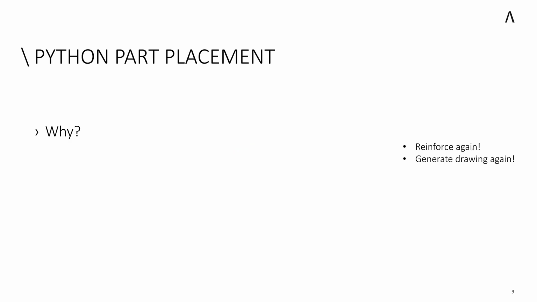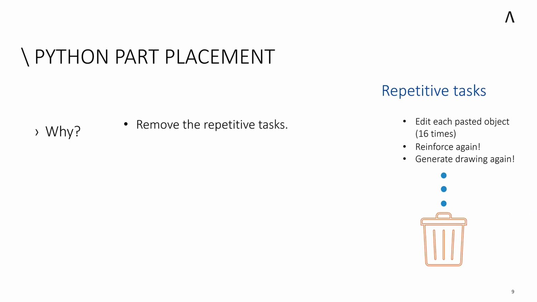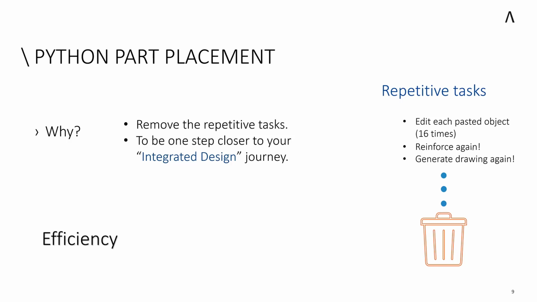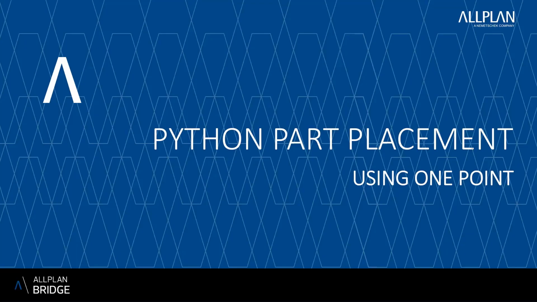So as you can see, you can understand where I'm going with this. Like my colleague said, data reuse helps us to remove these repetitive tasks. Of course, the main advantage of PythonPart placement would also be to remove this repetitive task. Another most important reason would be integrated design. PythonPart helps you to integrate your objects and your bridge model properly. So this also increases your efficiency, and in return, saves your cost and time. So let's see how we can place PythonPart.